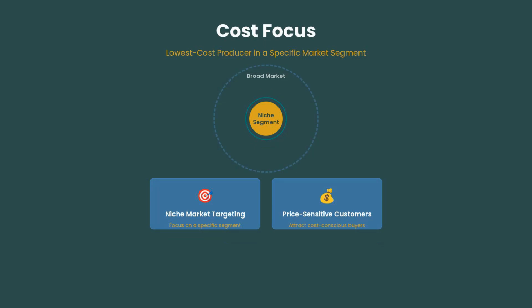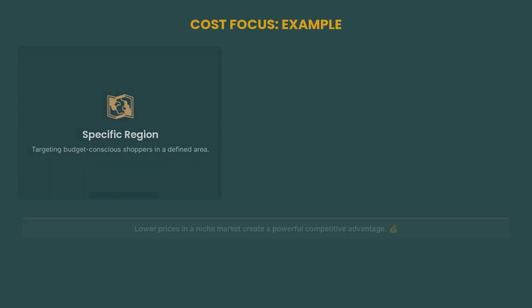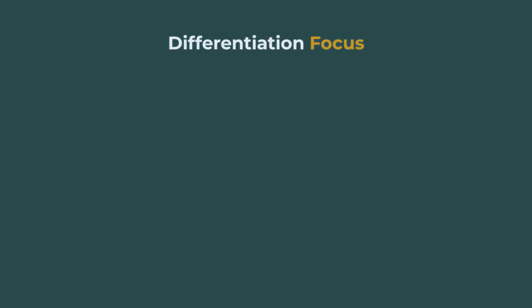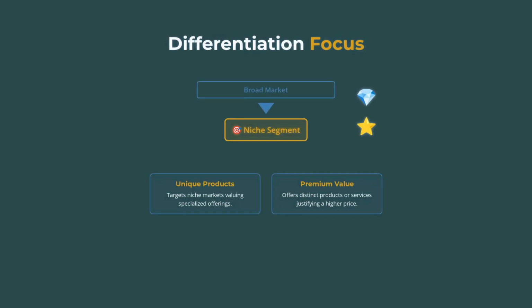This strategy targets niche markets where customers are highly price sensitive. Example: a local discount grocery store chain targeting budget-conscious shoppers in a specific region, offering products at lower prices than national chains. Differentiation focus aims to offer unique products or services within a specific market segment.